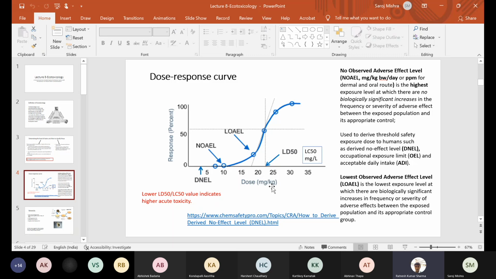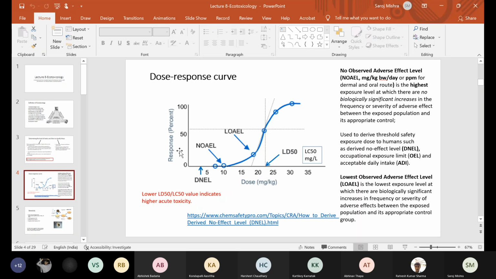Yes, ma'am, understood. Okay, so the same thing happens because you are dealing with a mammal here. So the dose is going to be milligram per kilogram of body weight. So on the x-axis, you are going to increase that. And on the y-axis, in a typical dose response curve, you are looking at the response.